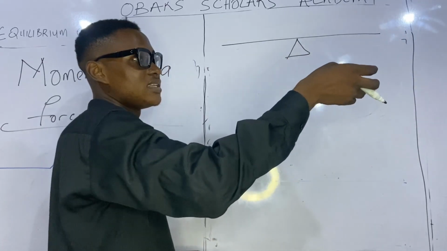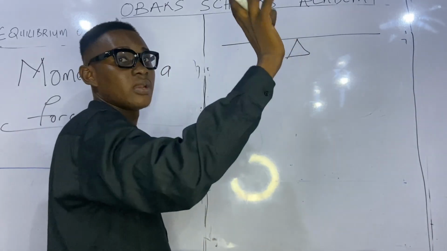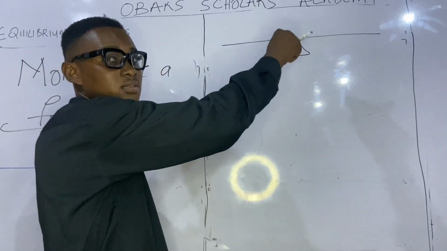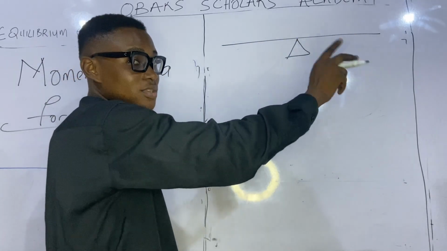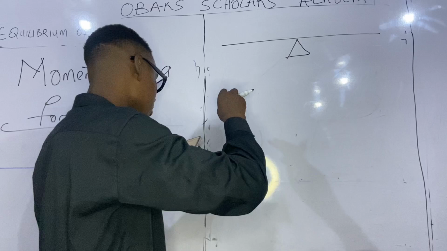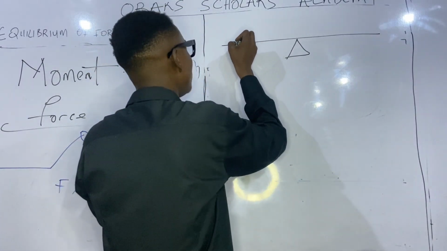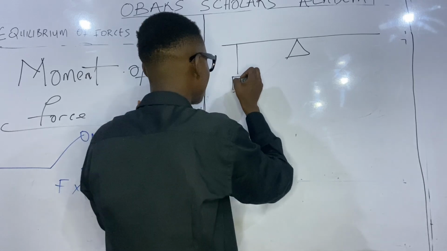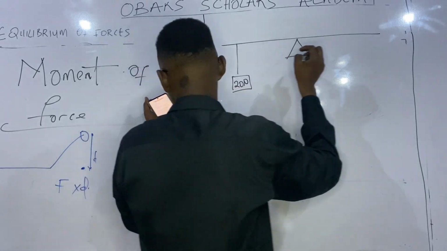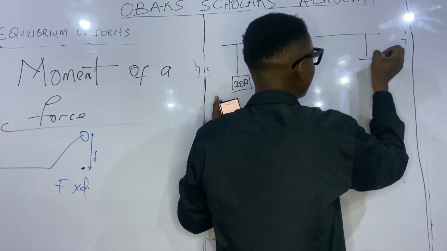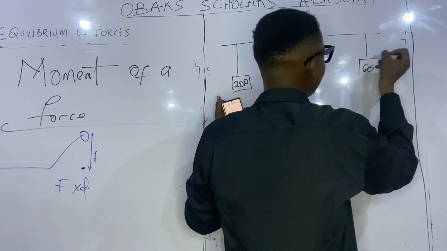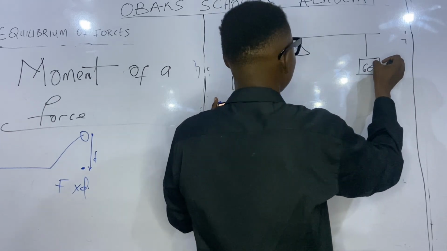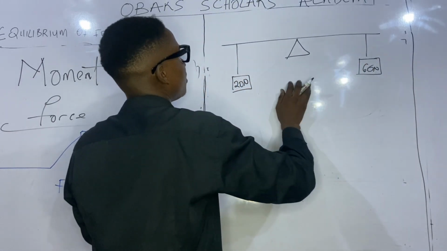So to balance it, you either put the pivot at the center of gravity, which we'll talk about later, or you add some masses at separate ends to bring it to equilibrium. So let's say we put a weight or a force of 20 Newton here, and we put a force of 60 Newton here. Or even 50, same thing. Let me put it here.